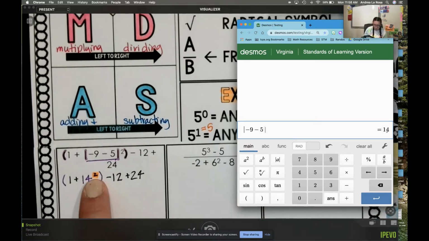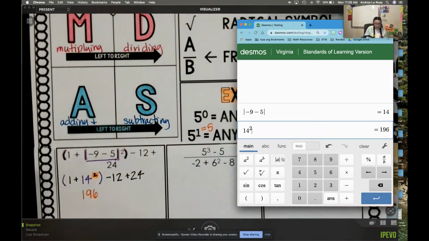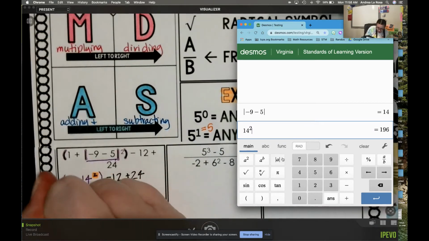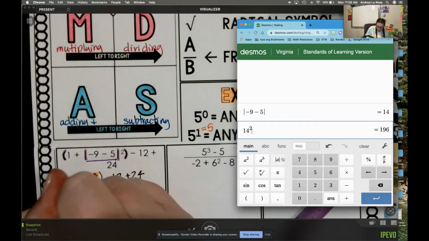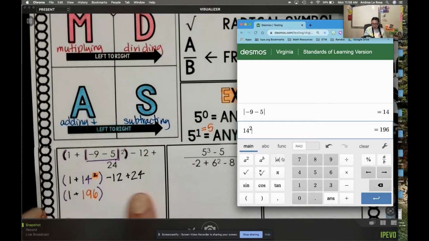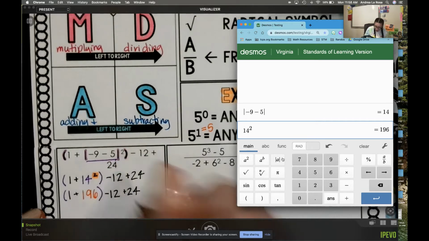So 14 squared, that's 14 times 14. The squared button is right there. 14 squared, they tell me, is 196. I still have my math inside the parentheses I have to do. I still am going to have to add that 1. And again, I got to subtract 12 and add 24.